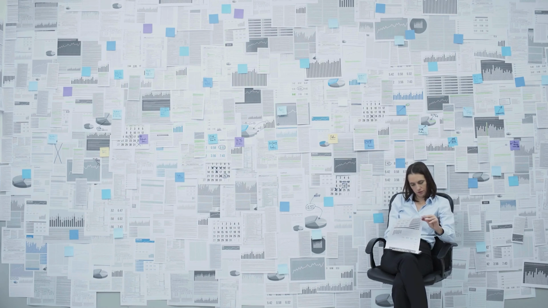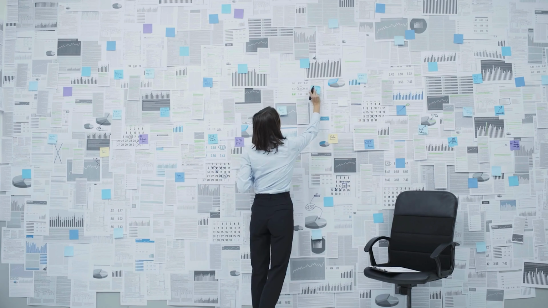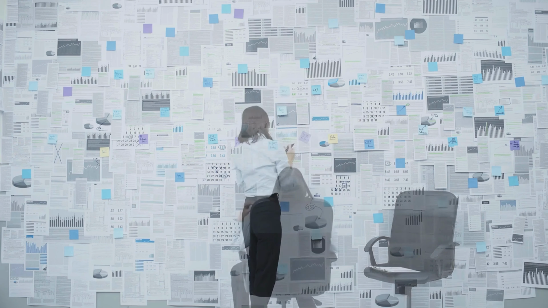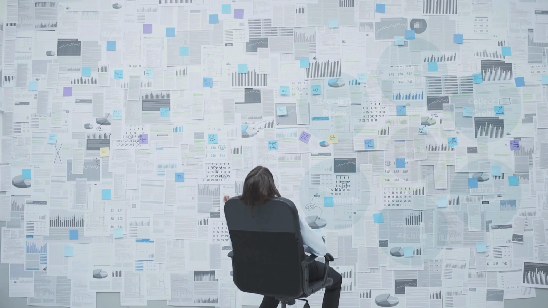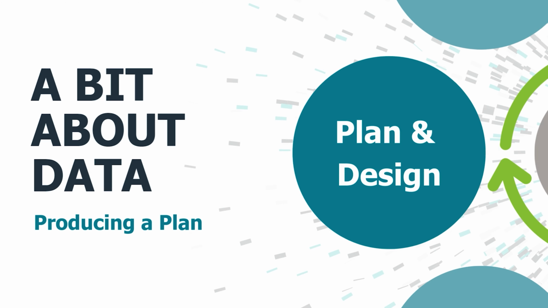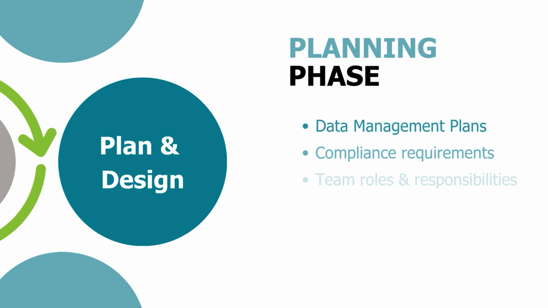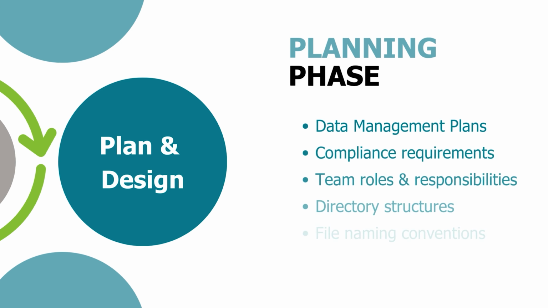Without a plan, a researcher may also find themselves in a vast digital landscape trying to navigate mismanaged files when fulfilling a data request to validate their findings. In today's video, we will discuss how UNT Health Fort Worth can help in the first phase of the research data management lifecycle, plan and design. This phase addresses topics like creating a data management plan, preparing for compliance requirements, assigning roles and responsibilities for your team, and organizing data with directory structures and file naming conventions.